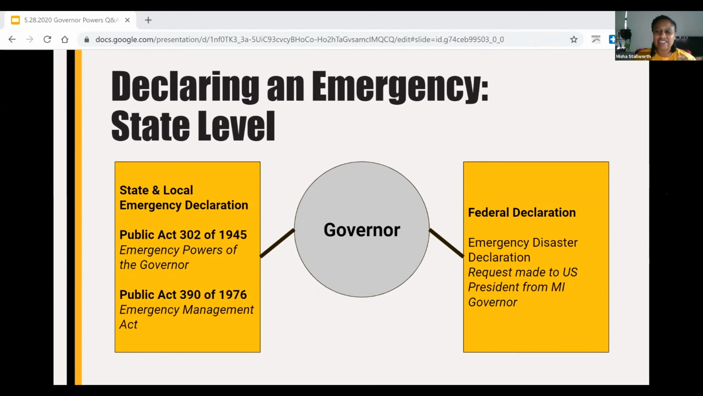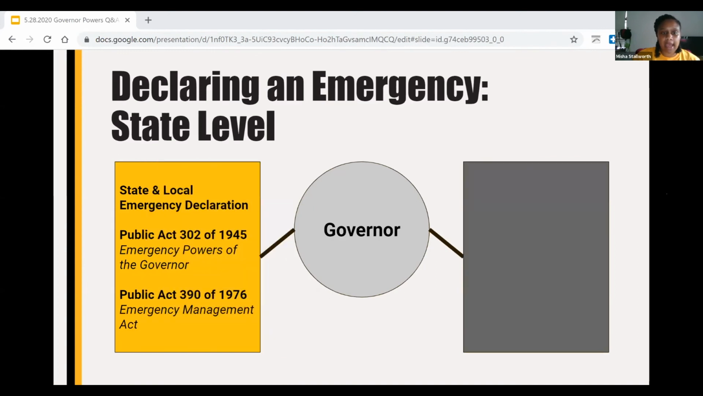So in addition to the executive orders, the executive orders kind of set the playing field, right? And then as we focus a little bit on the state level emergency powers, we're looking again at these two legislative public acts.